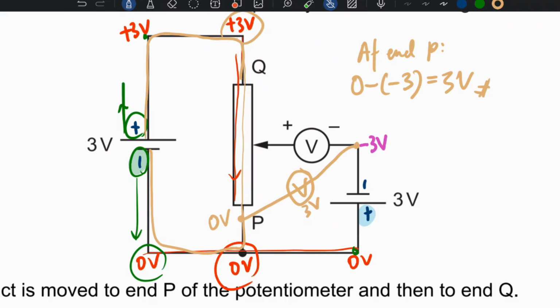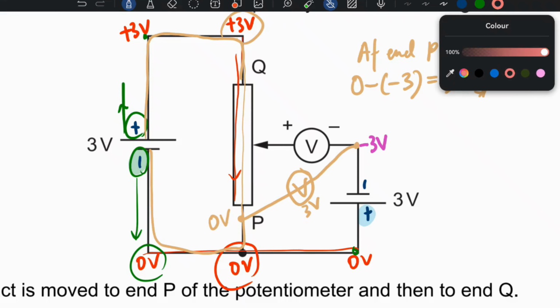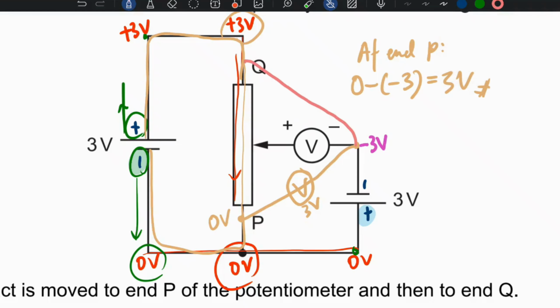Okay, so now let's look at NQ. Let me use a different color now. Let's go to NQ here. It means your voltmeter should be somewhere here. So at this point, it's also 3 volts. It hasn't gone inside the potentiometer yet, so it's still 3 volts. Like in the previous case, it had already passed through the potentiometer, therefore you are left with 0 volts. But in this case, it hasn't even entered yet, so of course it is still 3 volts. The voltage is still the same as how it started.